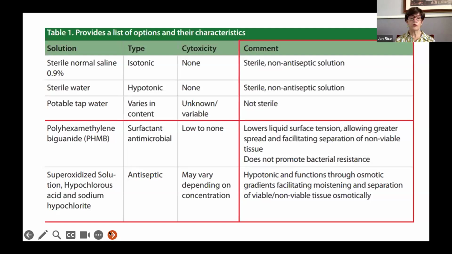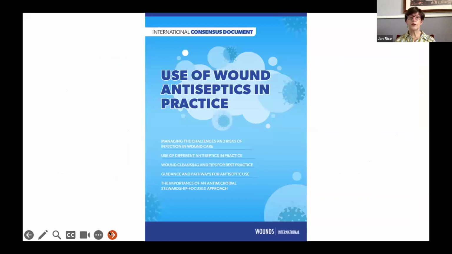Potable tap water, of course, polyhexamethylene biguanide, and then superoxidized solutions such as hypochlorous acid and sodium hypochlorite. And you can see the variations and the comments on those. So this document is available from Wounds International, and so that's one of the websites I gave you. And it's the use of antiseptics in practice, managing the challenges and the risks of infection in wound care, the use of different antiseptics in practice, wound cleansing and tips for best practice.